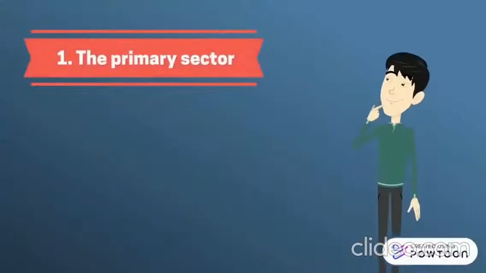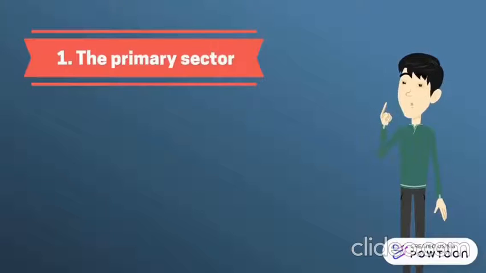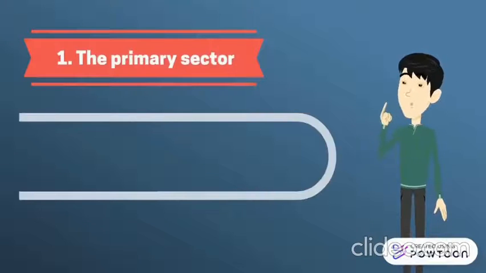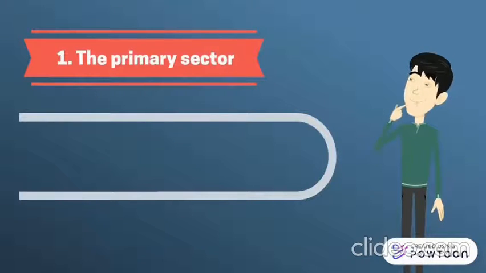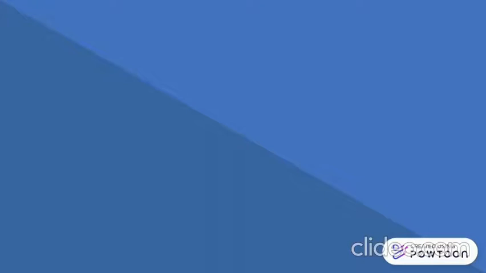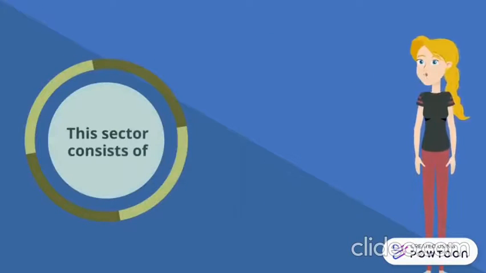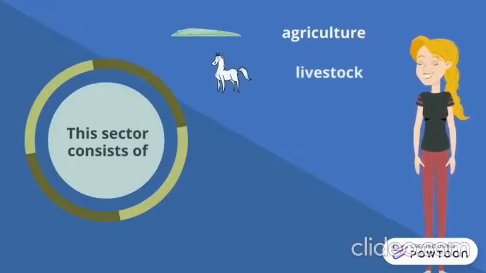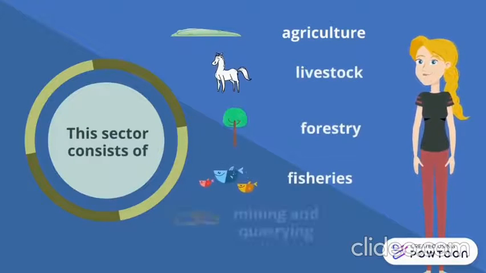The first is the primary sector. It covers the basic needs of the Indonesian people in general, namely clothing, food, and shelter. This sector consists of agriculture, livestock, forestry, fisheries, and mining and quarrying.